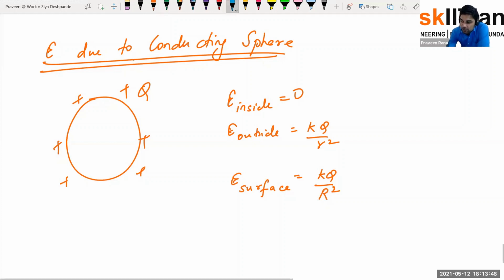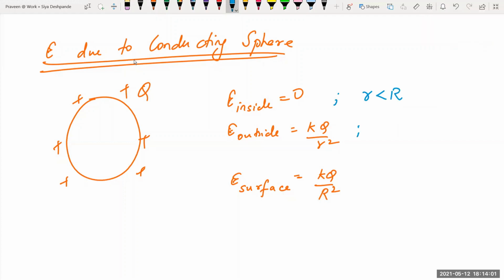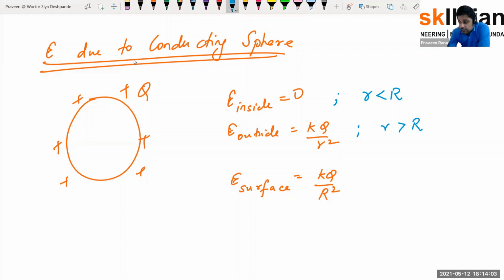Now, these are not always represented in terms of inside, outside, or on the surface. The condition that you might have been given will be like distance r is less than radius, or distance r is greater than radius, or distance r is equal to radius. So that's how they may be told in a question, in the form of distance.